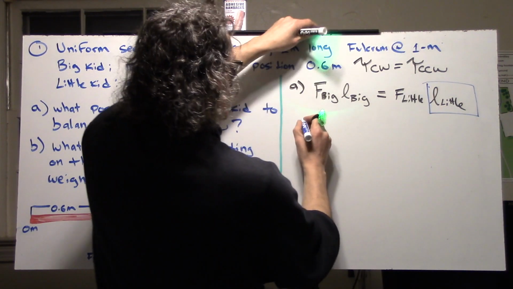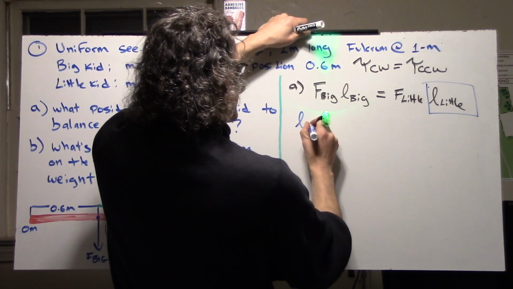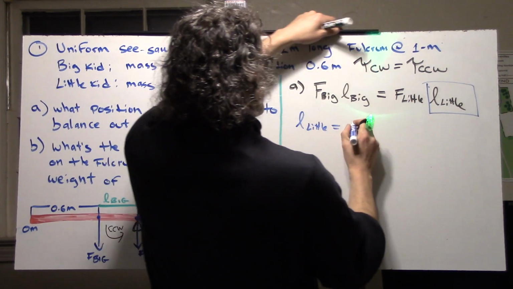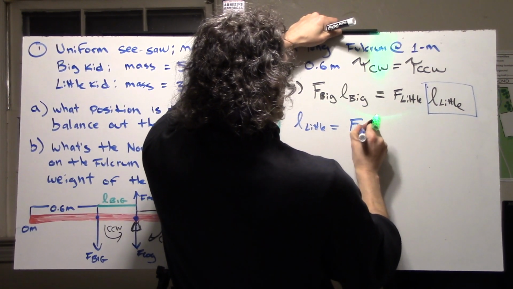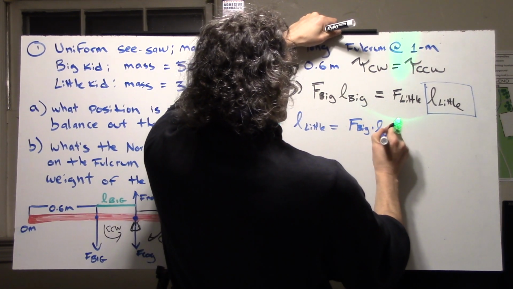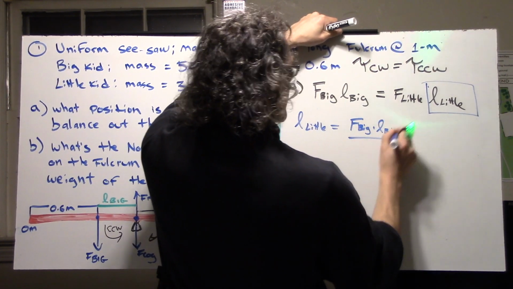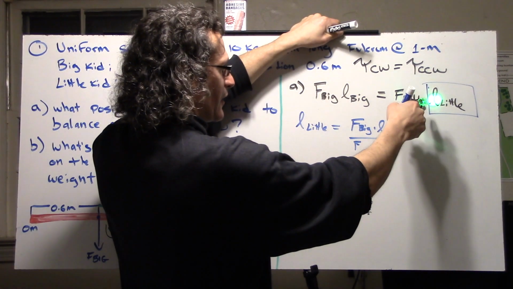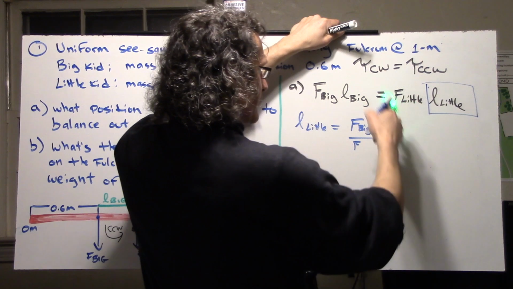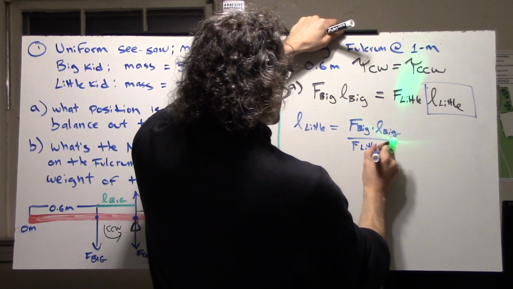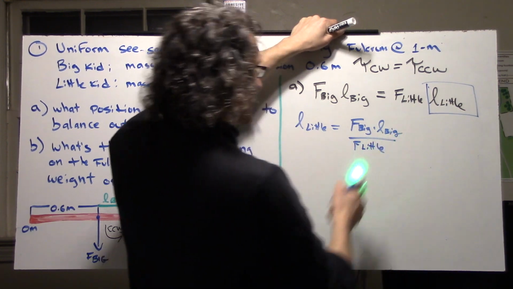So here we go. We have L little equals force big times L big divided by F little. So all I did here is isolate lever arm little divided by force little, and we get this expression over here.